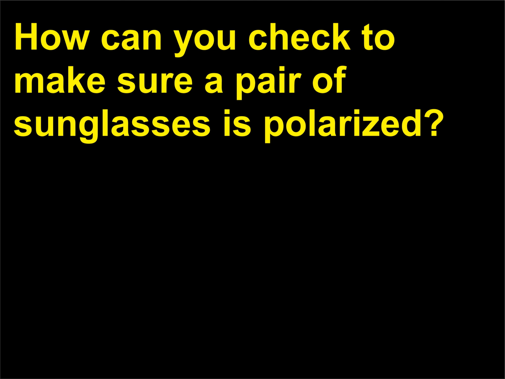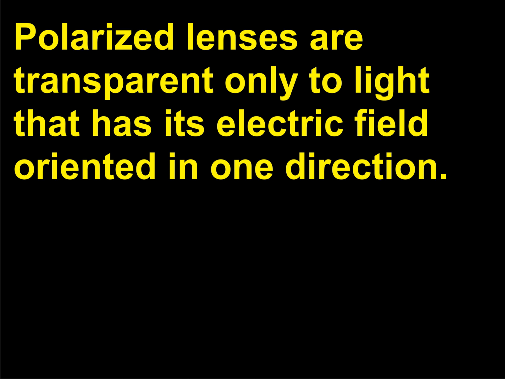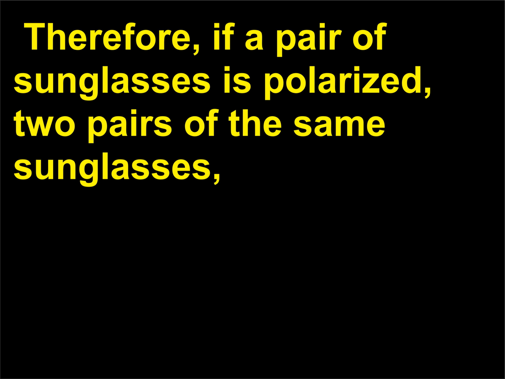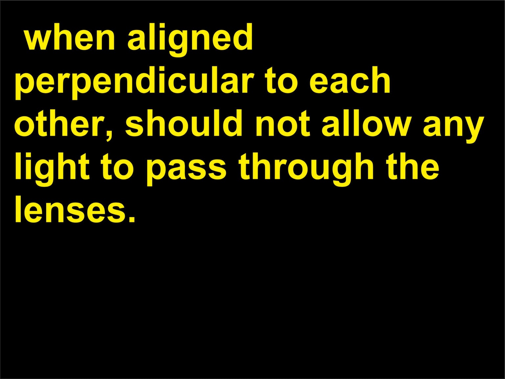How can you check to make sure a pair of sunglasses is polarized? Polarized lenses are transparent only to light that has its electric field oriented in one direction. Therefore, if a pair of sunglasses is polarized, two pairs of the same sunglasses, when aligned perpendicular to each other, should not allow any light to pass through the lenses.